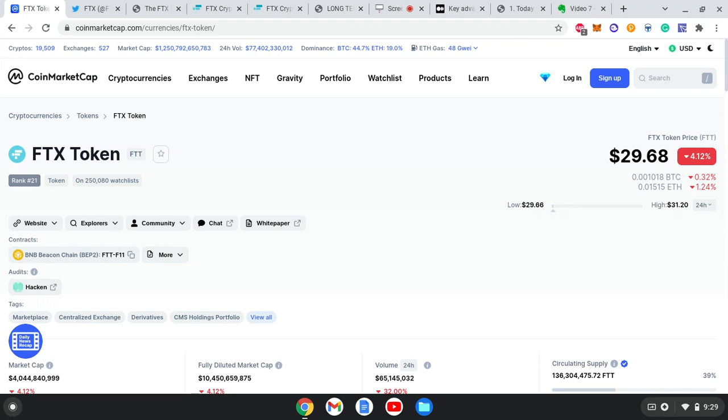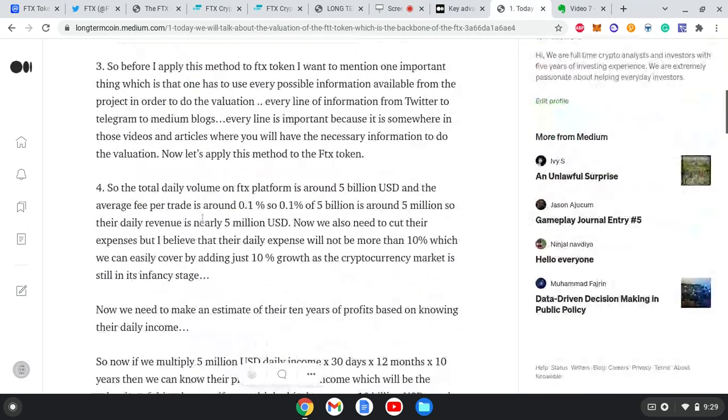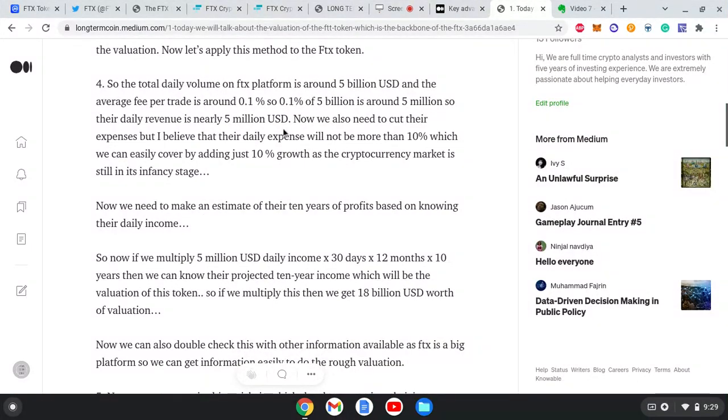So the total daily volume on FTX platform is around 5 billion USD, and the average fee per trade is around 0.1%. So 0.1% of 5 billion is around 5 million. So their daily revenue is nearly 5 million US dollars.